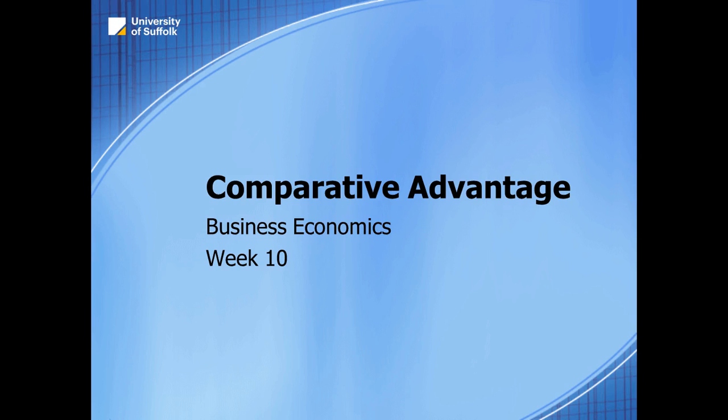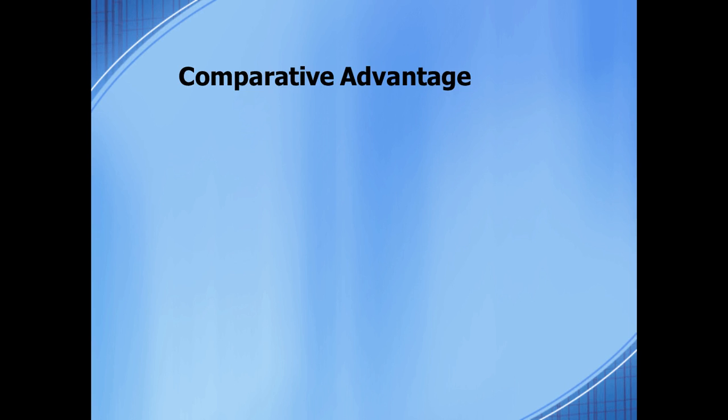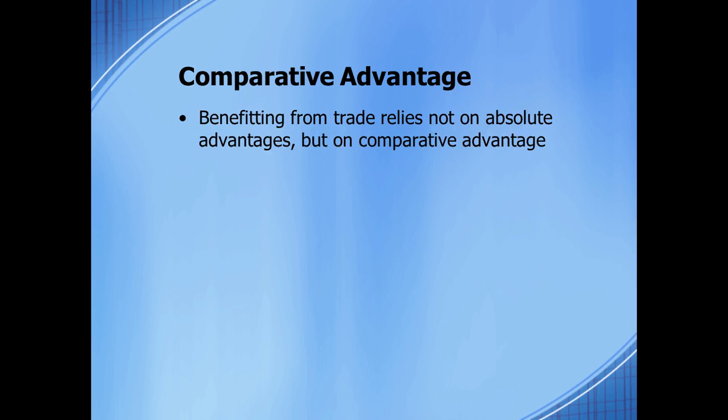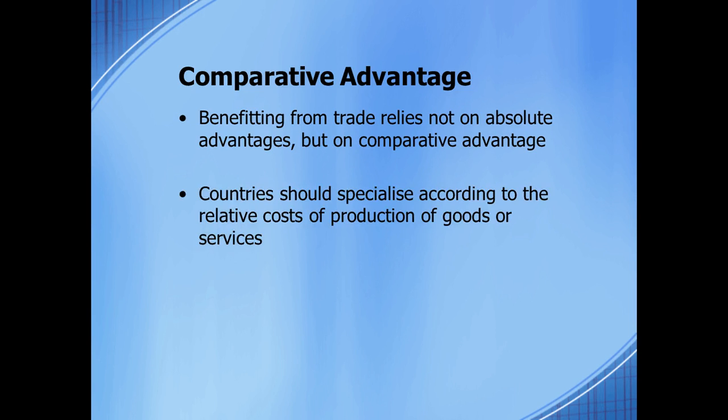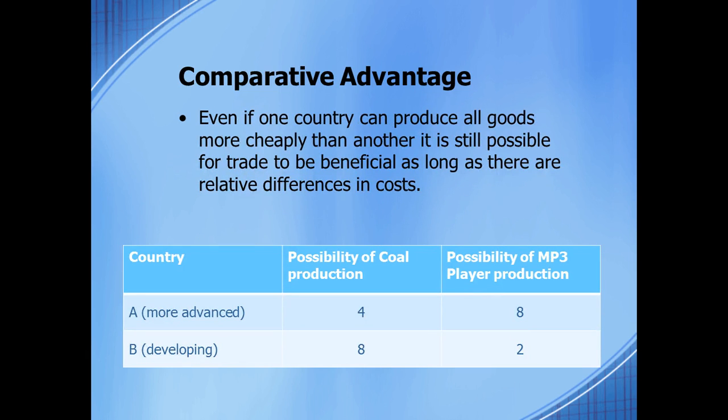about the comparative advantage. So when we think about comparative advantage, we think about the benefiting from trade relies not on absolute advantage but on the comparative advantage. And the underlying principle here is that countries should specialise according to the relative costs of production of goods or services. So we're thinking about the differences of producing costs and services within their own economy rather than actually looking on a global scale. And we think that even if one country can produce all the goods more cheaply than another, it's still possible for trade to be beneficial as long as there are relative differences in costs.